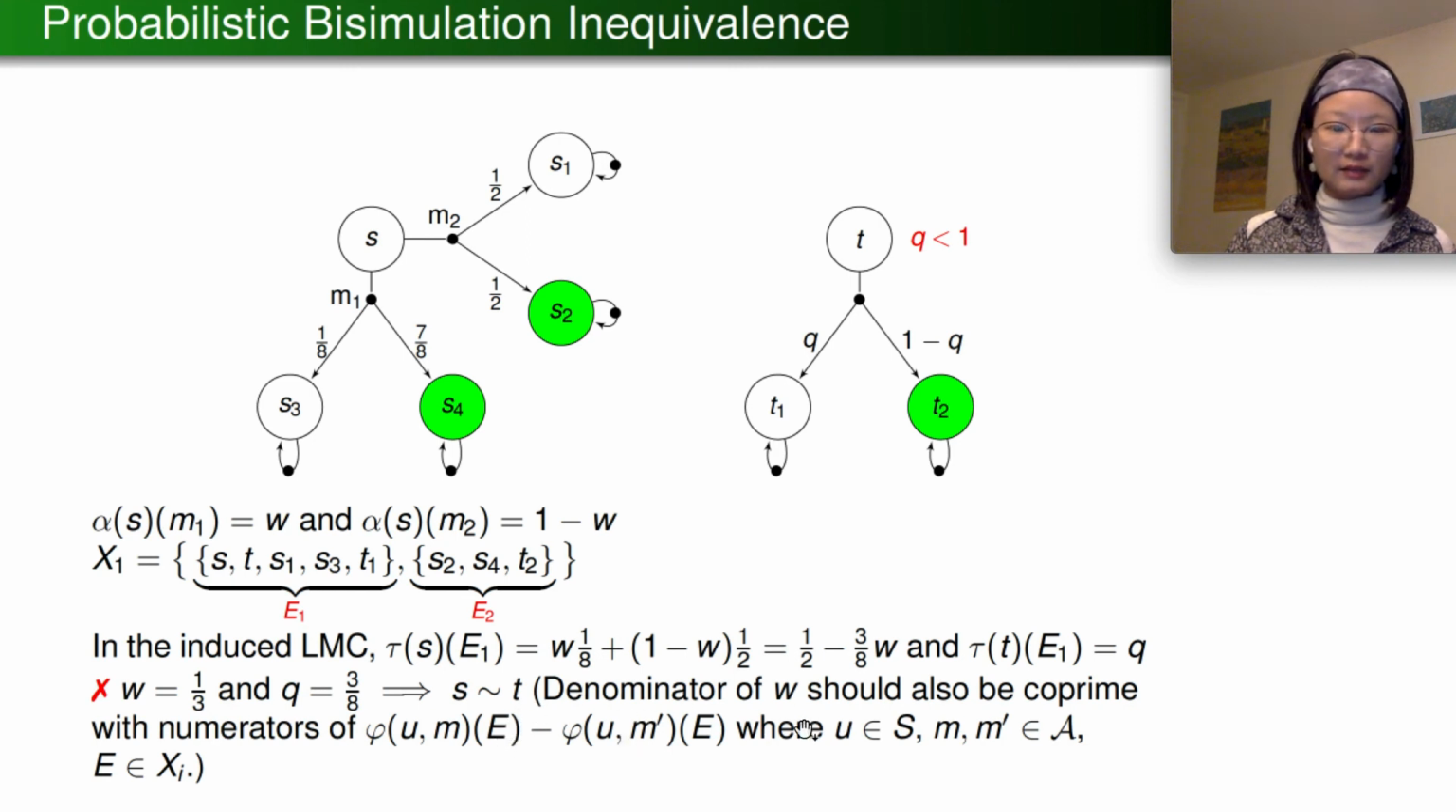So we need to add another condition, stating that the denominator of W should also be coprime with the numerator 3 here, which is the numerator of some probability differences. So if we choose prime numbers satisfying these two conditions to be the denominator of the weight W, we will rule out all the accidental probabilistic bisimulations.